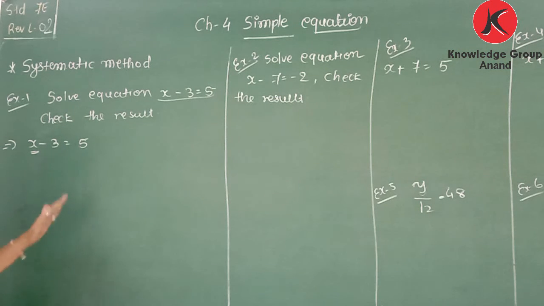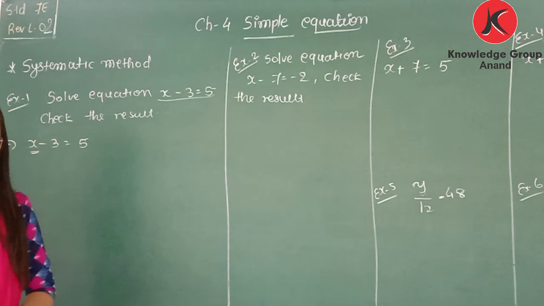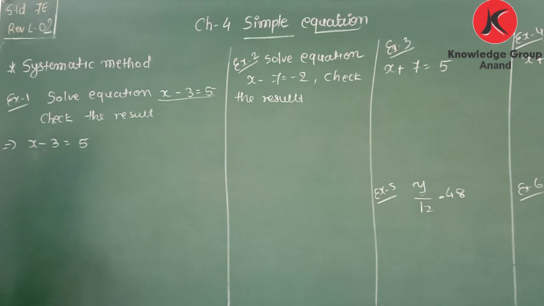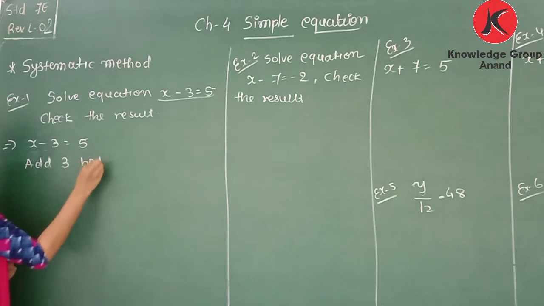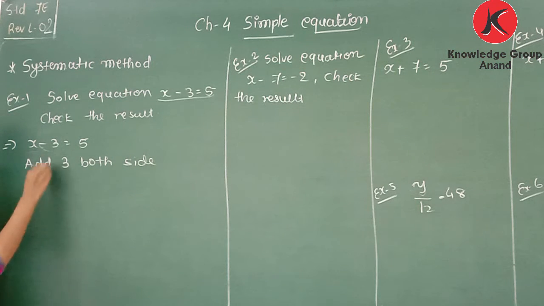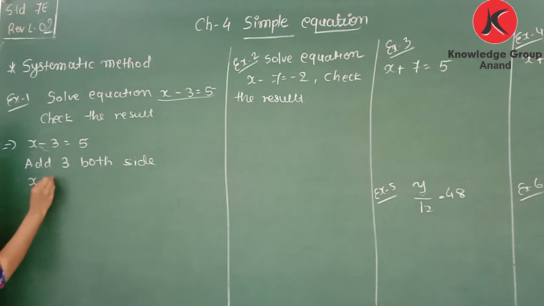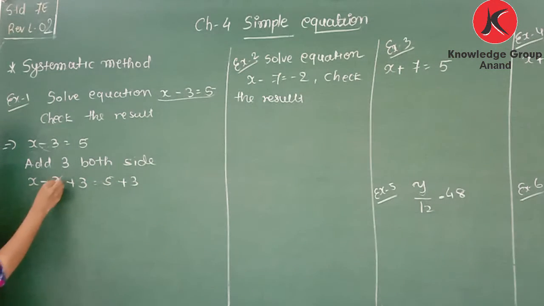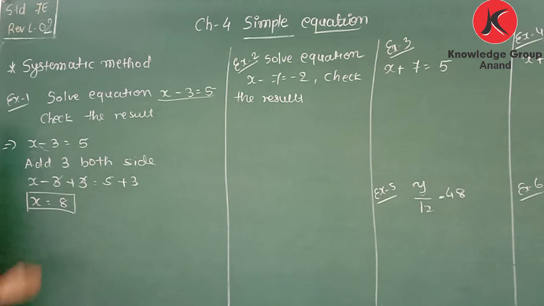The other number that is in operation with x, you remove that. So here -3 is there. Okay. So to remove -3 we need to add 3 both sides. So we can write add 3 both sides. That is our first step. To remove 3 because it is negative, we apply the inverse operation. So if we add 3 both sides, we get 5 plus 3. Now here 3 will be cancelled out. So x is equal to 8. That is the solution of our equation.